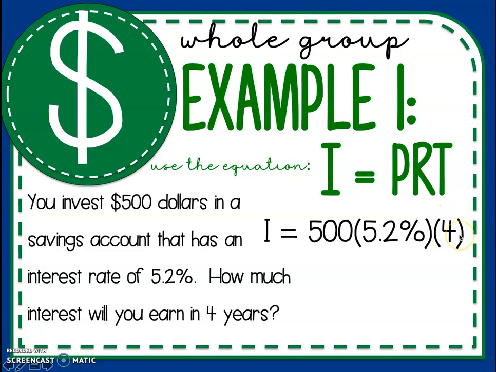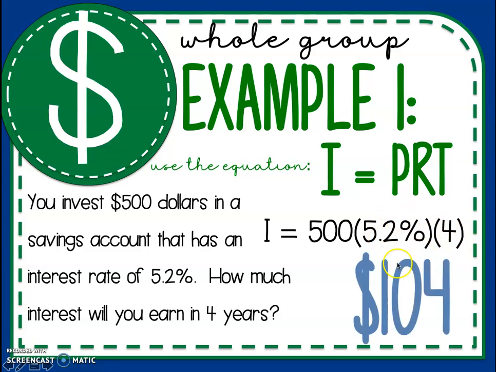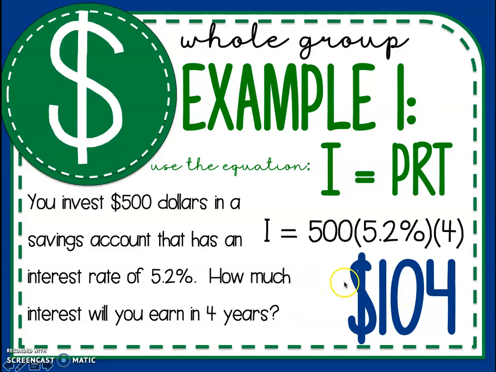Okay, so then we can use our calculator to help us solve. We just put in 500 times 5.2%. And remember to include your percent sign on your calculator, or you'll have to convert 5.2 to a percent, times 4, and we get that he will earn $104 in interest.